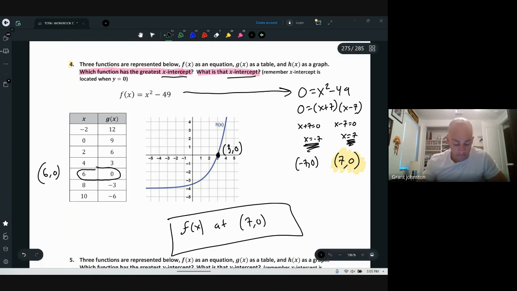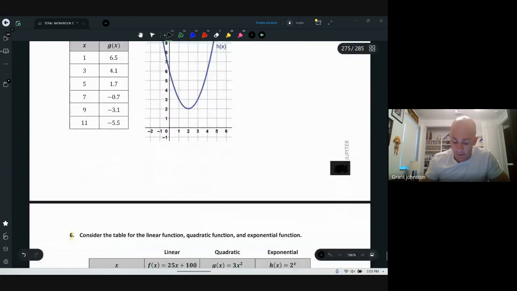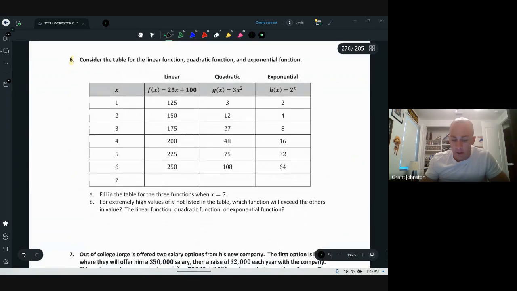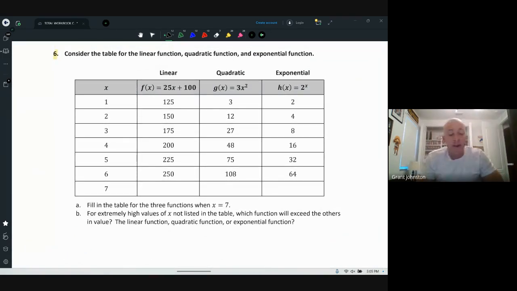All right. I'll let you do number 5. That one's talking about y-intercept. Let me do number 6. This is an important concept. It says, consider the table for the linear function, quadratic function, and exponential function. Fill in the table for the 3 functions when x equals 7.